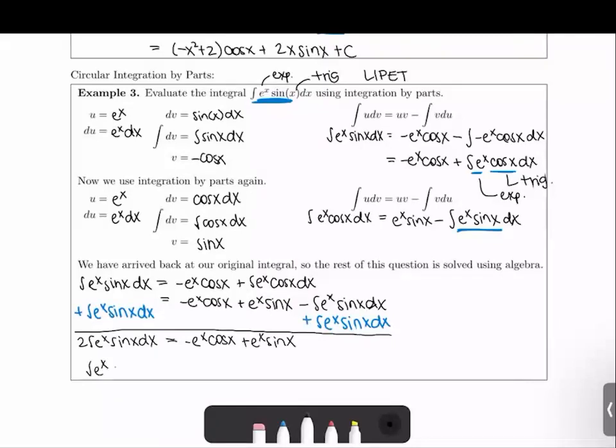So the integral of e to the x sine of x dx is just going to be 1/2 times what was on my right-hand side, negative e to the x cosine of x plus e to the x sine of x. And then, as we've mentioned before, as our very last step, we can add the plus c. So this is what we get for our circular integration by parts. So once we get back to our original integral, we can just use algebra to solve it.